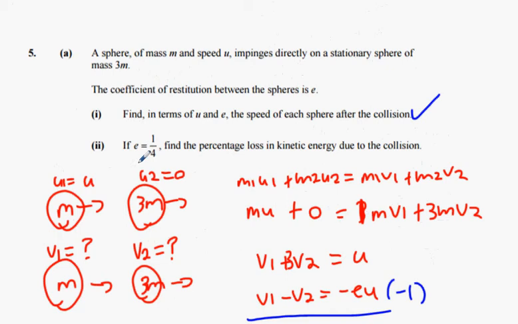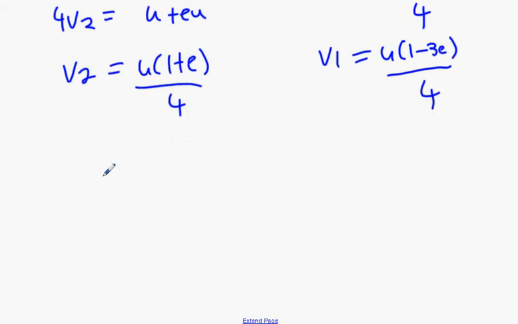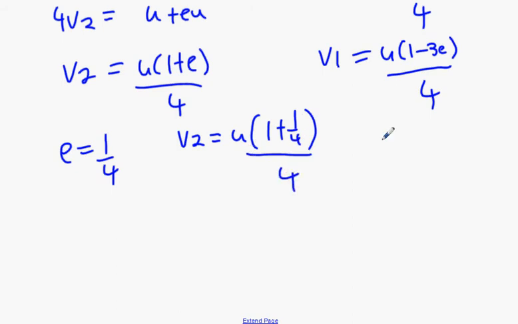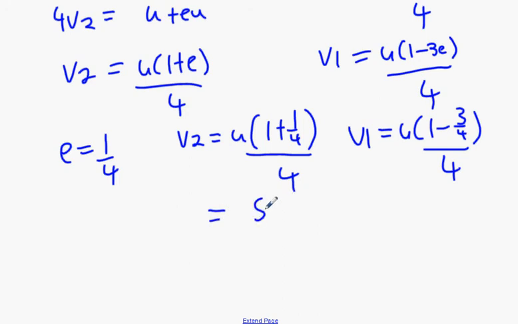Now, part 1 is done. If E equals a quarter, find the percentage loss in kinetic energy due to the collision. Okay, so if E equals a quarter, phi2 is now going to be U times 1 plus a quarter all over 4, and phi1 equals U times 1 minus 3 quarters over 4. When you use the calculator, phi2 is going to be 5U over 16, and phi1 is going to be U over 16.